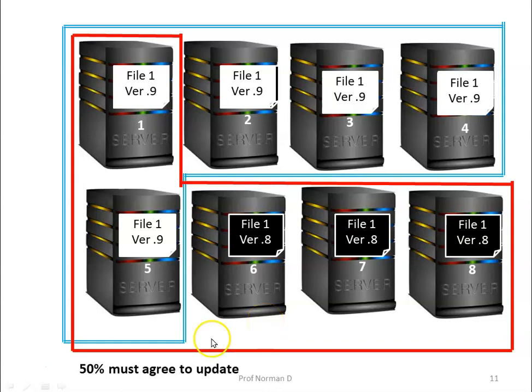So to read a replicated file, a client must also contact at least half the servers plus 1 and ask them to send the version number associated with this file. So in this case two different version numbers will be sent to the client. It will be version number 9 and version number 8. Now if all the version numbers are the same, then there is no problem. That means all the files are updated.